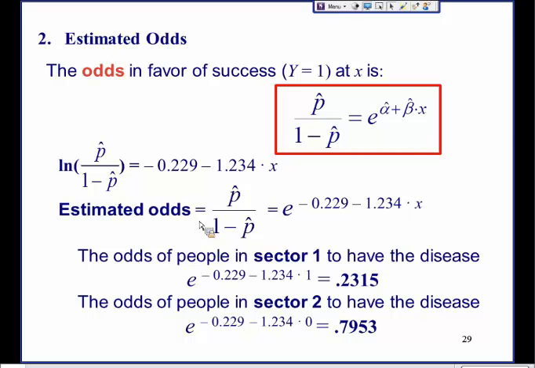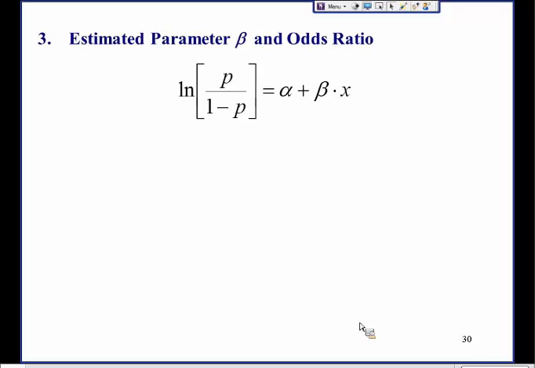Right? Now, what's so good about estimating odds? If you estimate odds for people living in sector 1 for getting disease, and get the odds for people living in sector 2 to get the disease, the ratio of these two will be the odds ratio. Okay, so you can get the odds ratio for people getting disease living in sector 1 versus sector 2 by using these two numbers. Right? However, if you run this analysis, you don't really have to calculate this one by one. One of the outputs allows you to actually get the odds ratio. And that odds ratio is actually very easy to get, right?